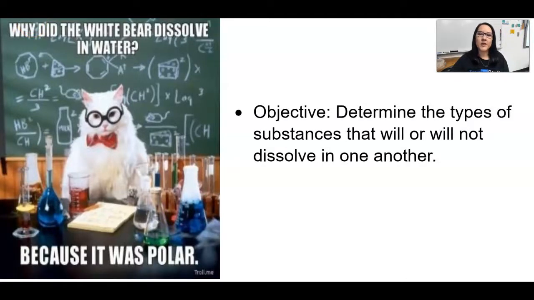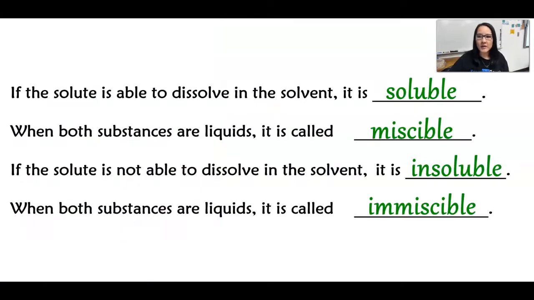This video focuses on the types of substances that can dissolve in one another. So first, if the solute is able to be dissolved, we call that soluble. When both substances are liquids, then we call it miscible. I like to think mixable. If a solute is not able to dissolve in a solvent, then we call it insoluble. But if you're referring to two liquids, then we call it immiscible.